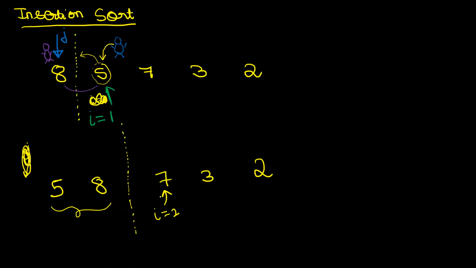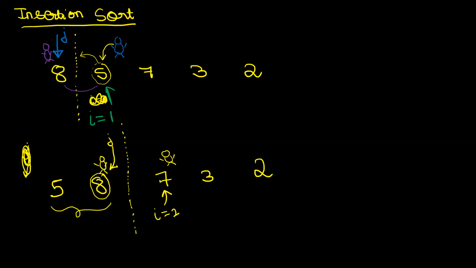Then think of it like he is a person, and now he will compare himself with the persons ahead. I initialize a pointer j equal to i minus 1. And then I compare arr of j with arr of j plus 1. Listen carefully. That is, I compare 8 with 7.